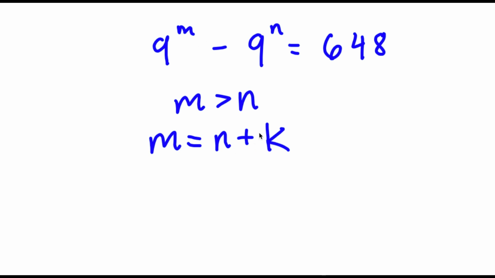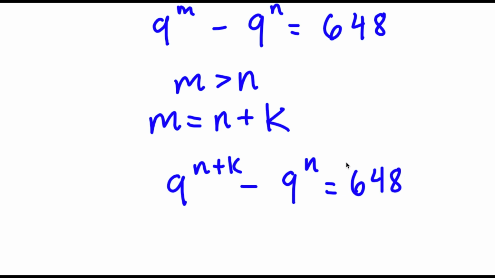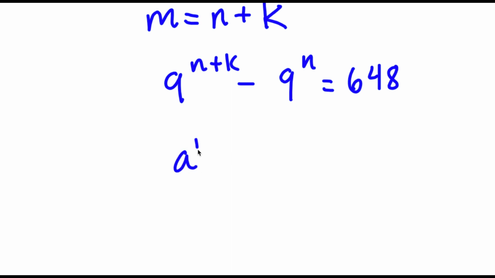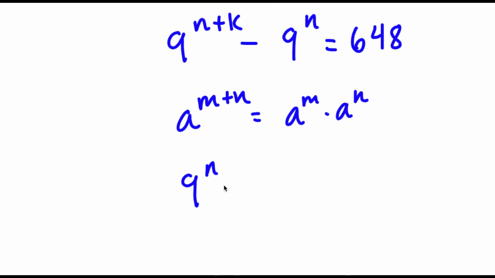And now I'm going to replace m with n plus k. So now I have 9 to the power of n plus k minus 9 to the power of n is equal to 648. Now, if I have something in the form a to the power of m plus n, this is equal to a to the power of m times a to the power of n. So 9 to the power of n plus k, that's going to equal 9 to the power of n times 9 to the power of k. Now I have this minus 9 to the power of n is equal to 648.